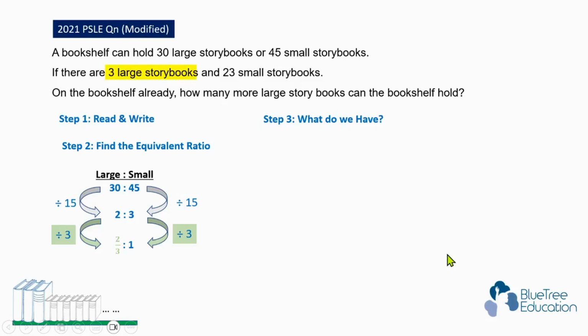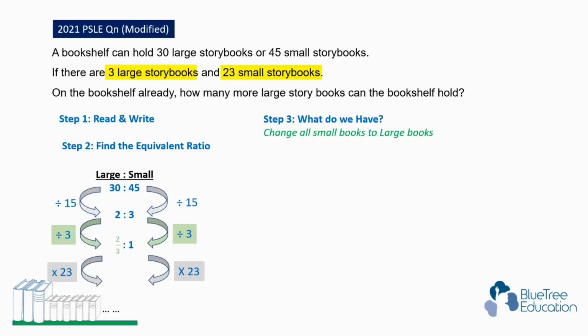So what do we have here? We have 3 large books, alright, and we have 23 small books. I need to change my 23 small books to large books. So I multiply by 23 on both sides. You know it's going to look worse.